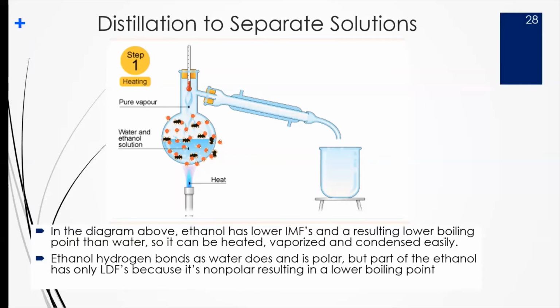Now, as that happens, those ethanol molecules move up, and we're going to take that gas and put it through what we call a condenser. So this condenser lowers the temperature, and it helps transition that ethanol from being a gas back to being a liquid. Once it turns back into a liquid, then it can be collected in this container here.